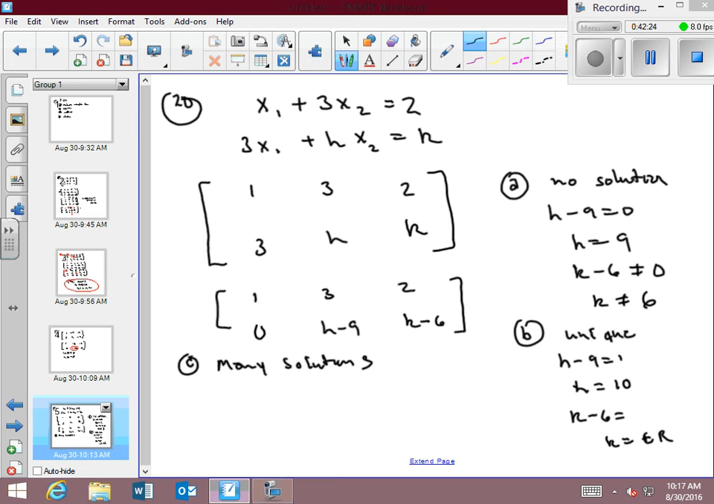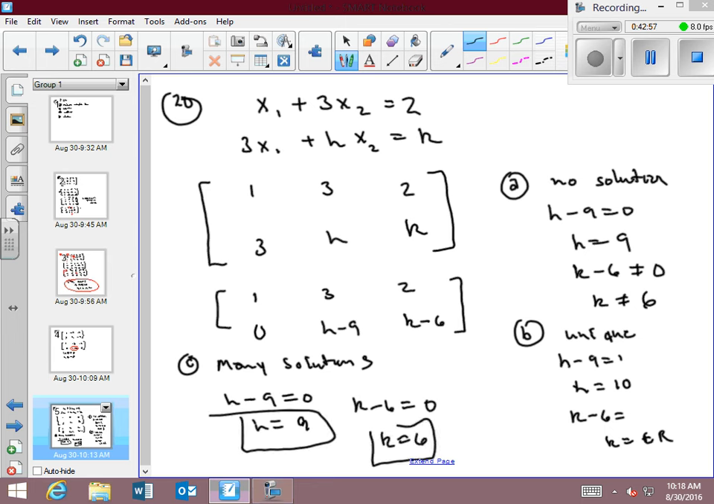Now then, what would have to happen? Okay, H minus 9 would have to equal 0, right? So H would have to equal 9. And then K minus 6 would have to equal 0. So K would have to equal 6. So you'd have to have this. Now you'd have many solutions. All right? Pretty easy, right? Once you kind of get the idea of it.